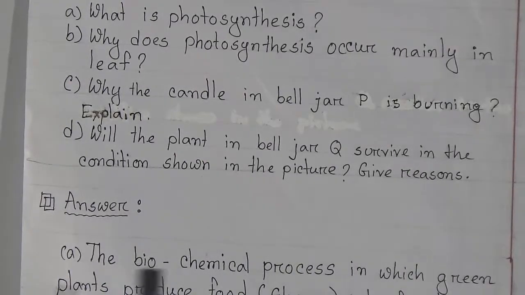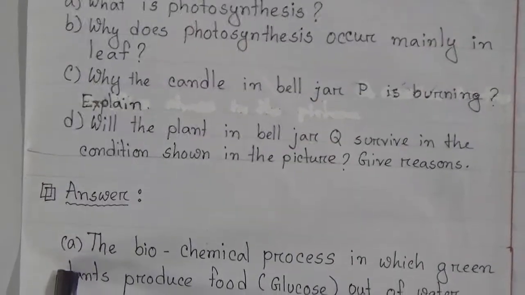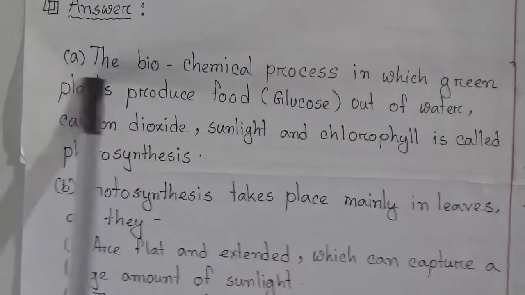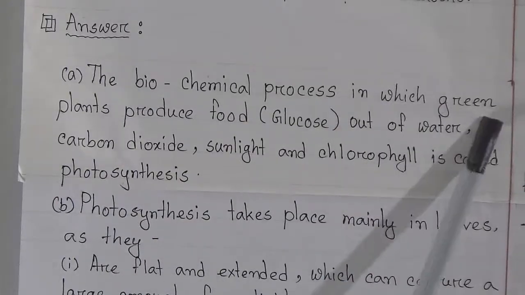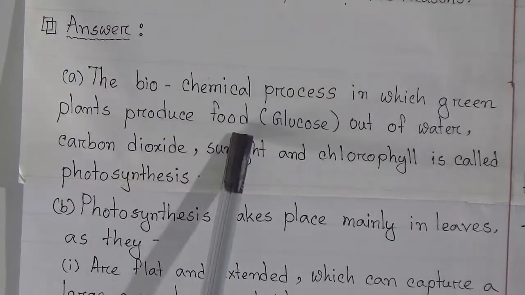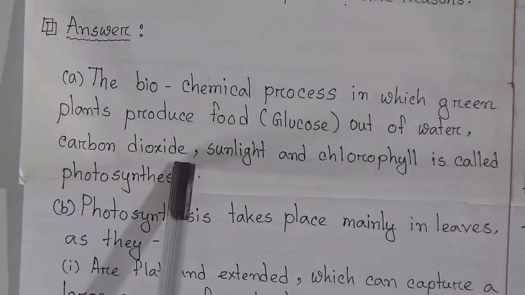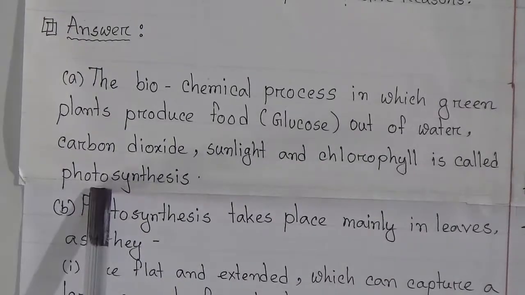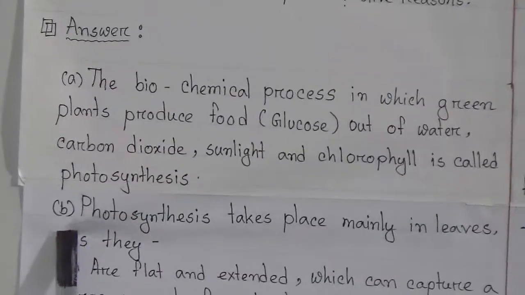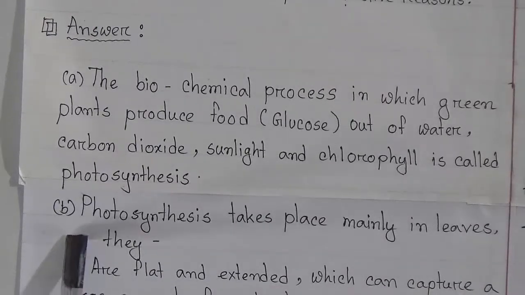Give reasons. The answer of the first question, what is photosynthesis? The answer is, the biochemical process in which green plants produce food, that means glucose, out of water, carbon dioxide, sunlight and chlorophyll is called photosynthesis. Our second question was, why does photosynthesis occur mainly in leaf?